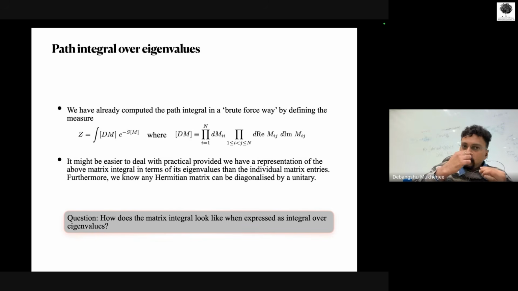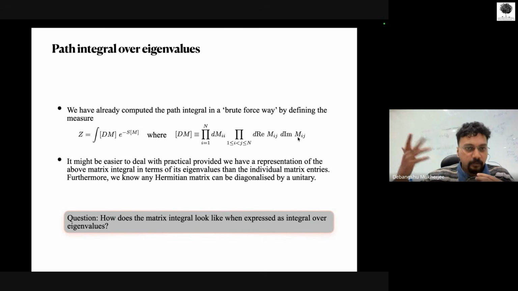Okay, so again, to highlight what we saw last week: we computed this path integral over eigenvalues. Our starting point was this very simple model where S of M was a polynomial. And this is precisely how we define the measure on the space of matrices over which we are integrating. There were n real quantities, which contribute to the diagonal elements of the Hermitian matrix M. There were n(n-1)/2 real quantities and n(n-1)/2 imaginary quantities coming from the non-diagonal sectors.